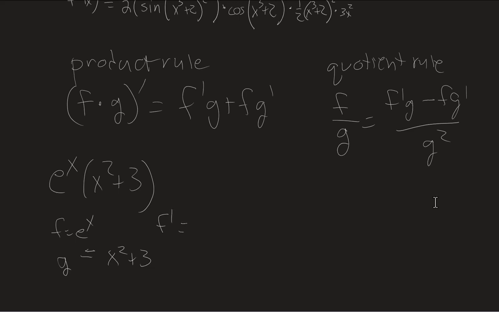So the derivative of this, h prime of x, is f prime, which is e to the x, times g, which is x squared plus 3, plus f, which is e to the x, times g prime, which is 2x.